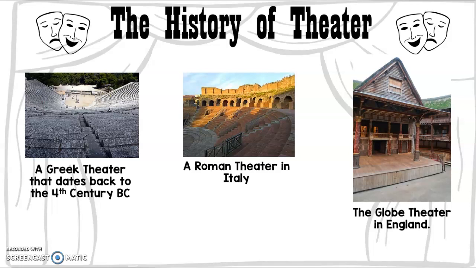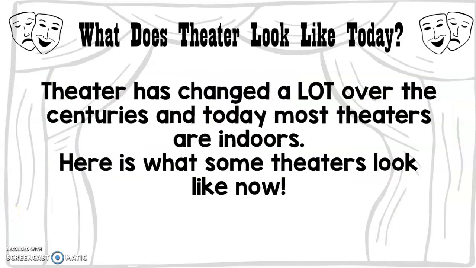The first thing I want you to notice about all three types of theater is that they are outdoors. The seating is a circle around the stage where actors will perform. The seats are continuously raised up so everyone has a good view. Now, those are three types of theater that happened way before we had electricity and all of the cool modern technology. So let's take a look at what theaters look like today.